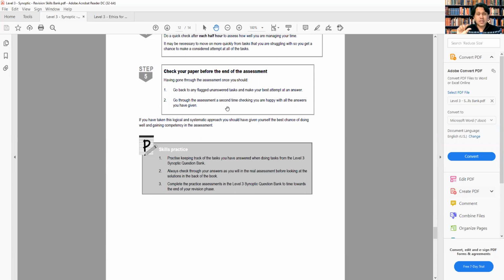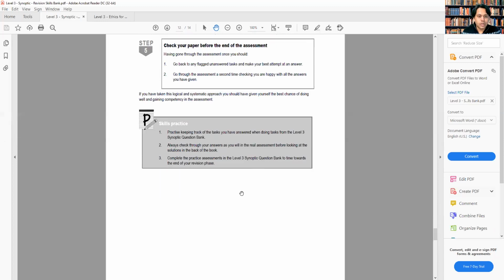So of course you should have some 10 to 15 minutes for the revision, and you quickly go one by one to see whether everything you've done is okay, so you don't take a risk. Obviously, sometimes silly mistakes happen, so when you revise once again, that will come to your attention, so you can correct it. If you have taken a logical and systematic approach, you should have given yourself the best chance of doing well and gaining competency in the assessment.